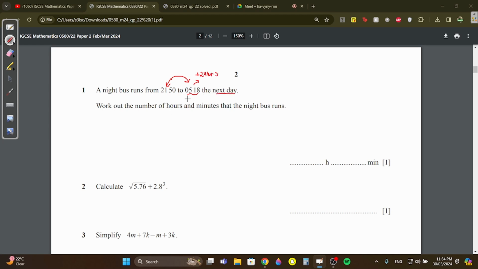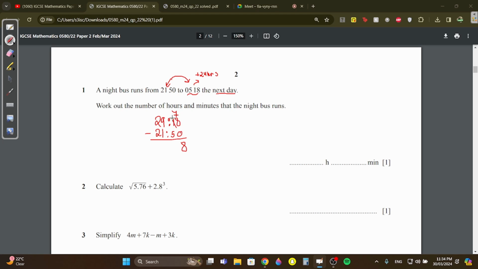So once you add 24 hours, it's going to be 29:18, and then you can just subtract the times. Let's subtract it together. 8 minus 0, 8. 1 minus 5, cancel the 1, it becomes 7. Be careful, it doesn't become 11 because you're working with time, and time is in 60. 1 hour is 60 minutes.